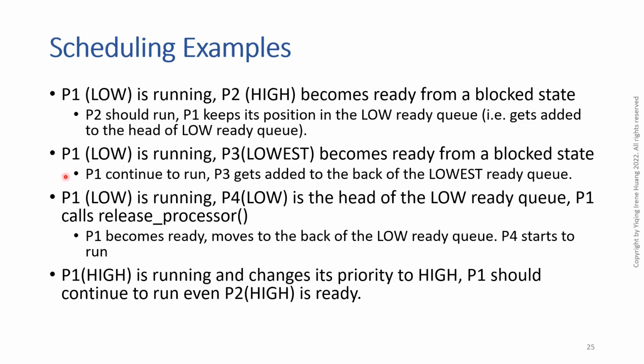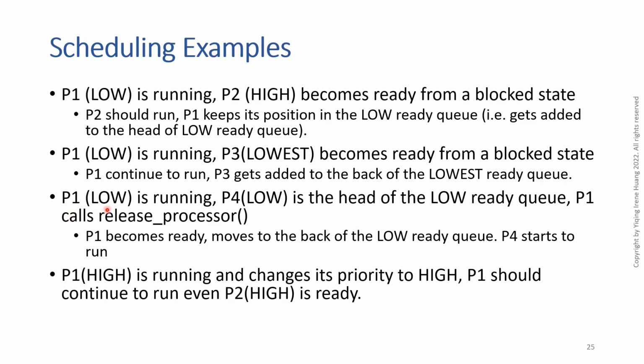In the second example, let's say P1 again is low priority and running, and P3 is even lower priority, and it becomes ready from a blocked state. Then what happens? Well, P1 continues to run, and P3 gets added to the back of the lowest ready queue. Why? Because P3 already got taken out from the ready queue. It was in a blocked state, but now it becomes ready. Then when it joins the queue, it should be put at the back of the ready queue.